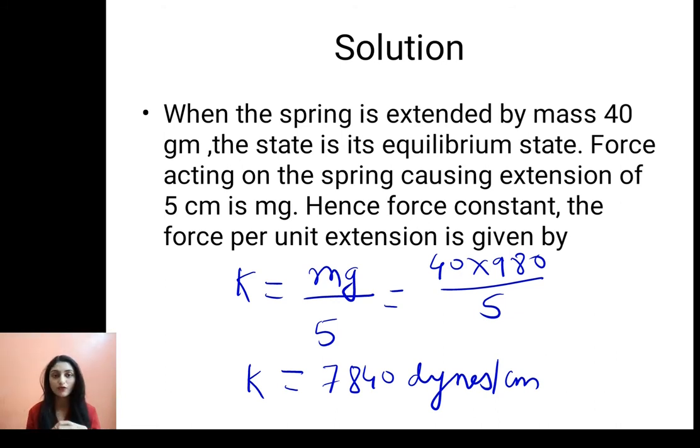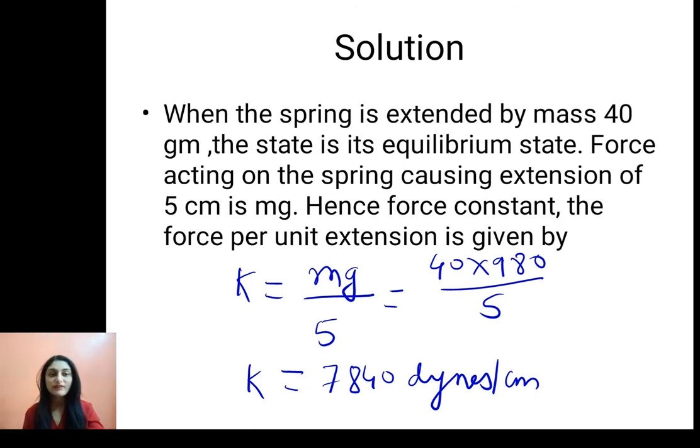The force constant is defined as force per unit extension. The force acting is due to the mass of 40 grams, so it is mass into acceleration due to gravity. So k equals mg upon the extension, that is 5. Substituting m as 40 and g as 980, upon 5, we get k equals around 7840 dynes per centimeter.